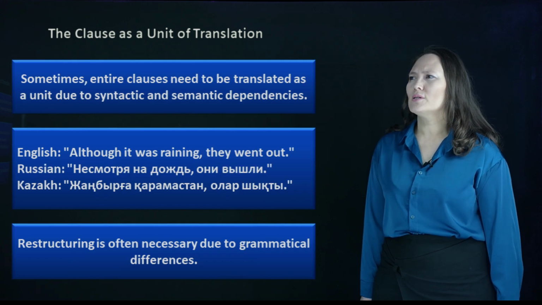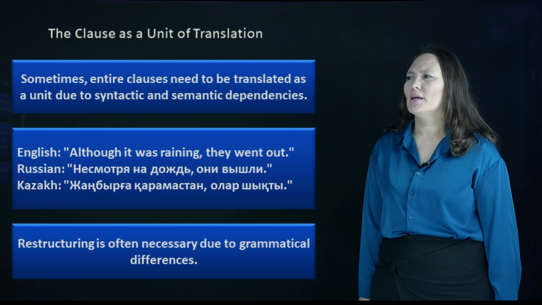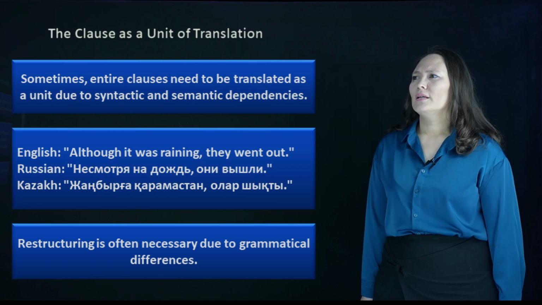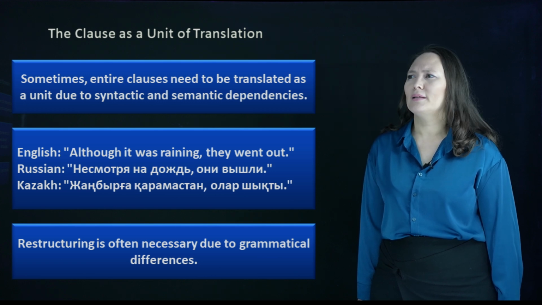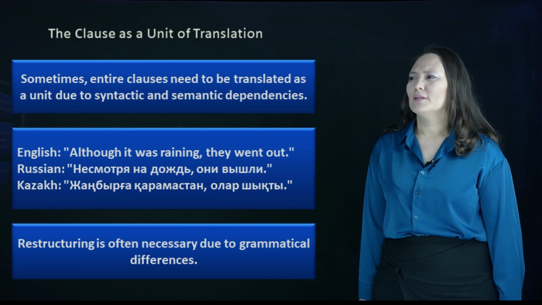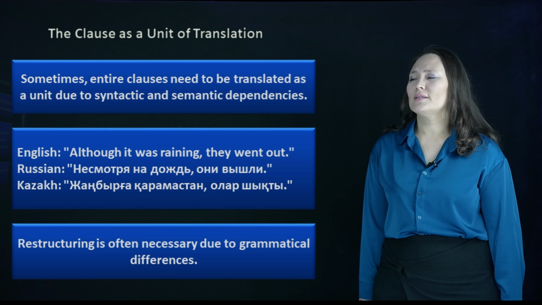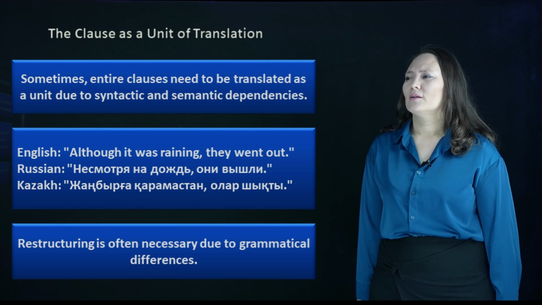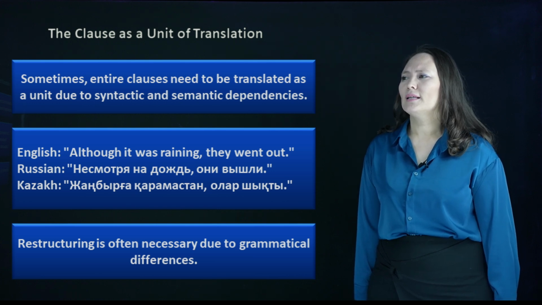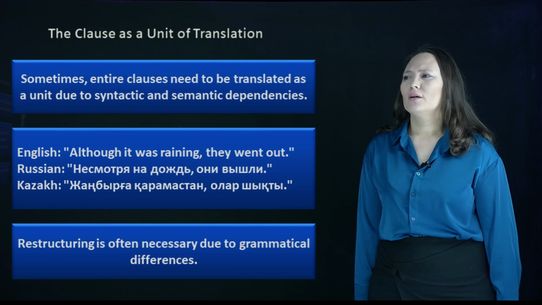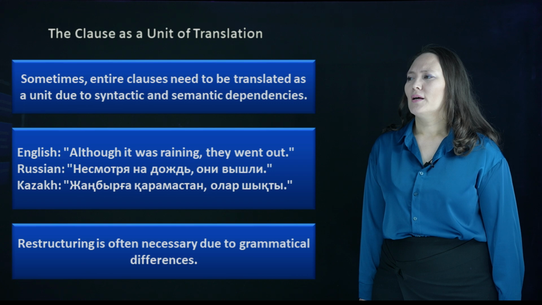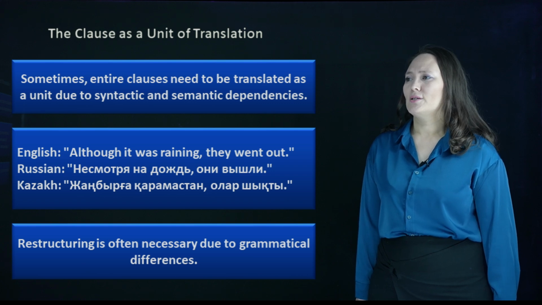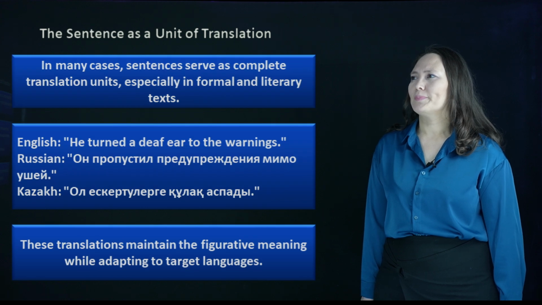Next one is clause as a unit of translation. Sometimes an entire clause needs to be translated as a unit due to syntactic and semantic dependencies. For example, although it was raining, they went out. In Russian, we will translate it as несмотря на дождь, они вышли. And in Kazakh, жаңбырға қарамастан, олар шығып кетті. Restructuring is often necessary due to grammatical differences.